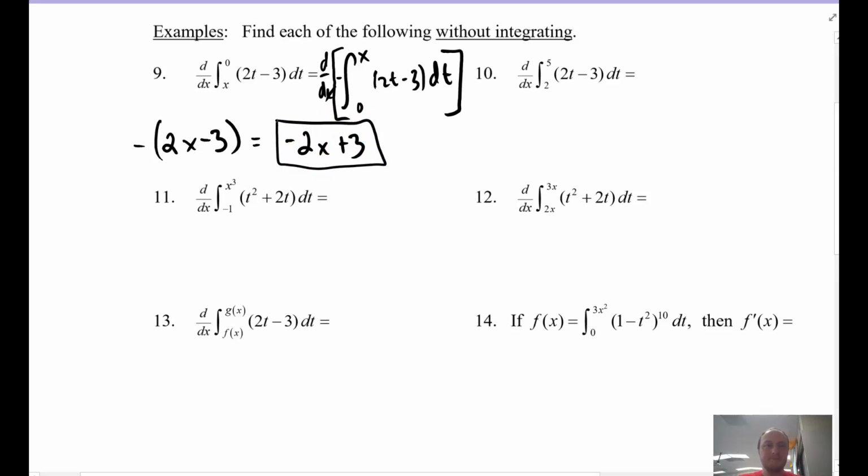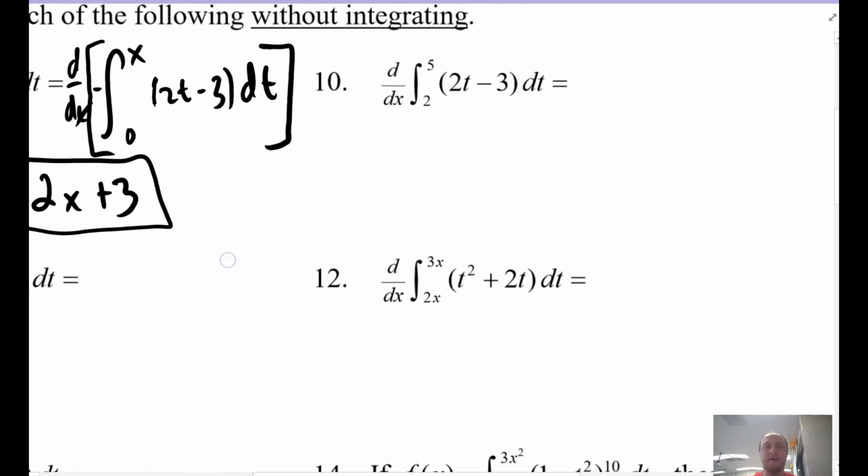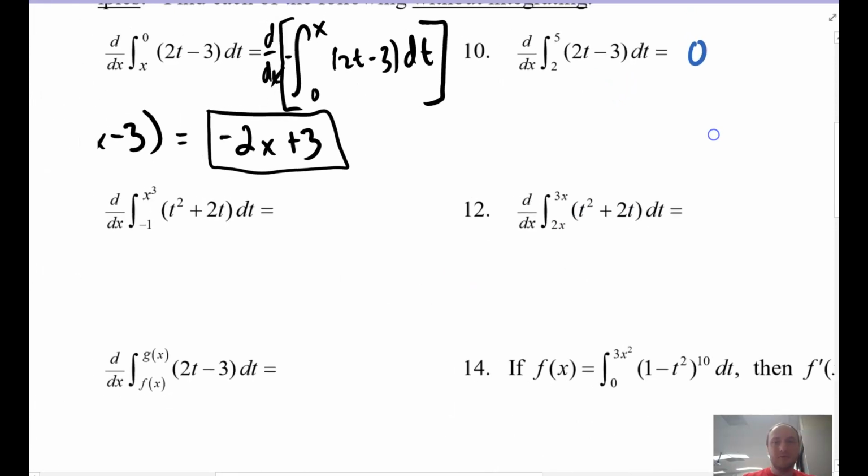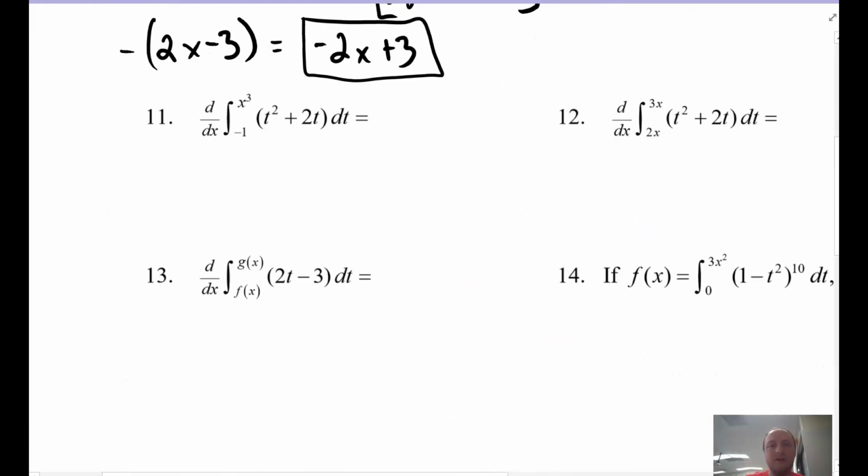Pretty simple. All right, the next example, notice here I'm taking the derivative of an integral from a constant to a constant. Okay, well, when I'm taking the derivative of an integral from a constant to a constant, these are constant functions, right? They're constants, and when you take a derivative of a constant, what's the answer? 0. So 0 minus 0 is what? 0. That one's super simple. All right, number 11.